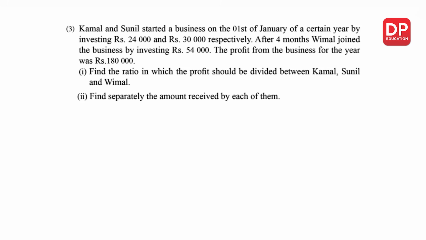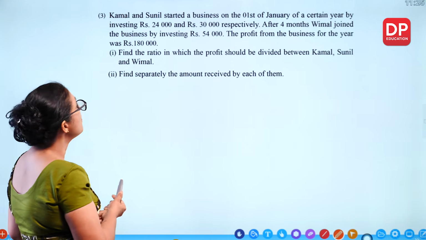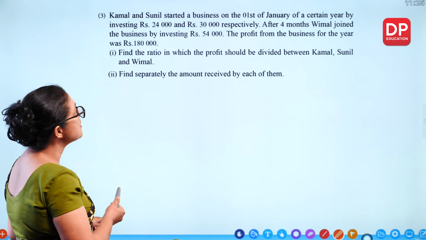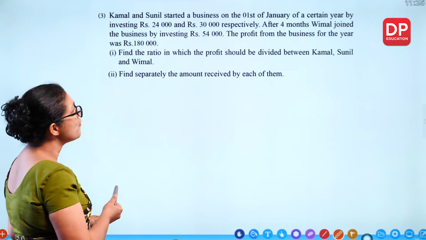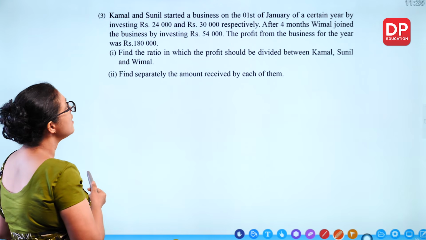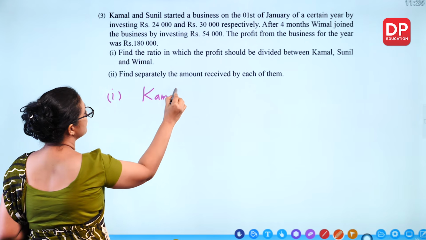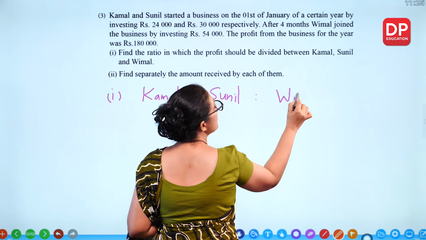Question number 3. Kamal and Sunil started a business on the 1st of January of a certain year by investing 24,000 and 30,000 respectively. After 4 months, Vimal joined the business by investing 54,000 rupees. The profit from the business for the year was 180,000 rupees. Find the ratio in which the profit should be divided between Kamal, Sunil and Vimal.